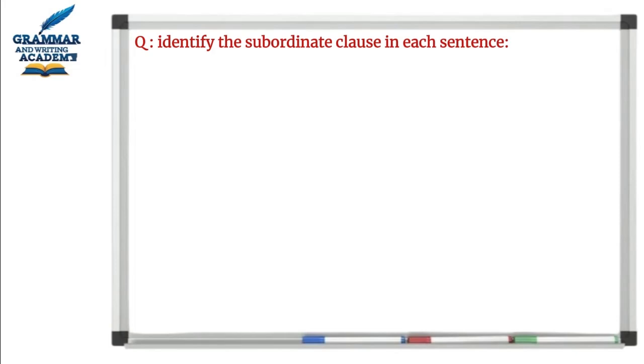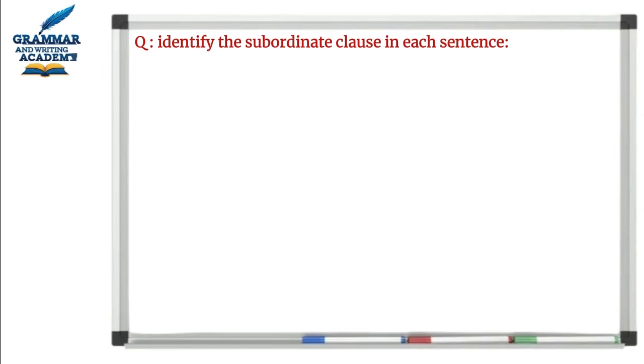Now that you're familiar with independent clauses, let's take it a step further and focus on subordinate clauses. A subordinate clause, also known as a dependent clause, cannot stand alone as a complete sentence. It needs an independent clause to make sense. In this exercise, you'll see 5 sentences. Your task is to identify the subordinate clause in each sentence.